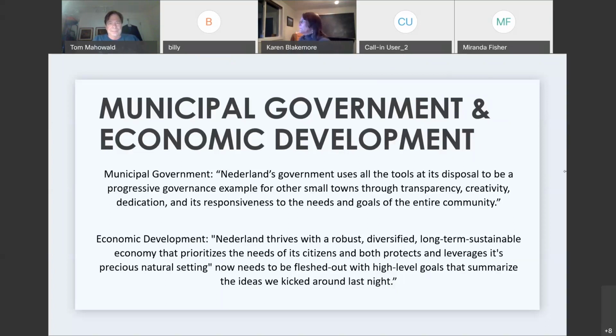May I make a suggestion? Yeah, of course. I would take out the "uses all these tools at its disposal" and just write "Netherlands government strives to be," or "prioritizes," or "is." Yes, "is."